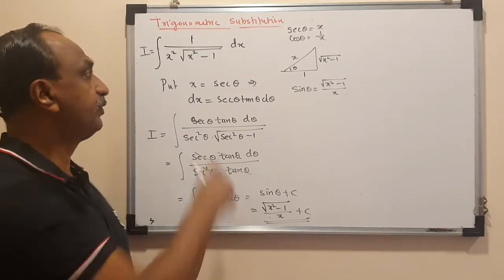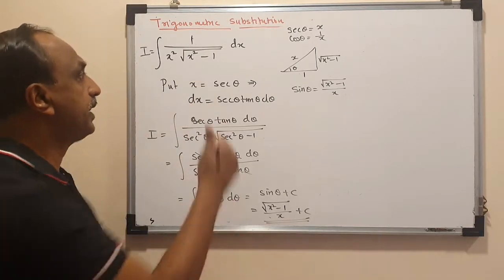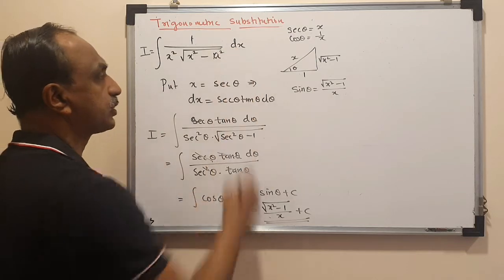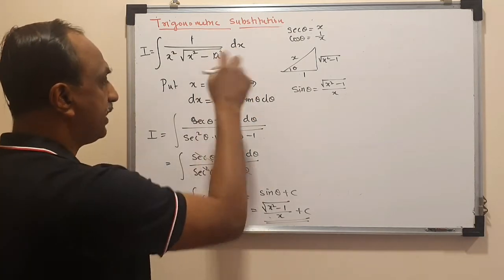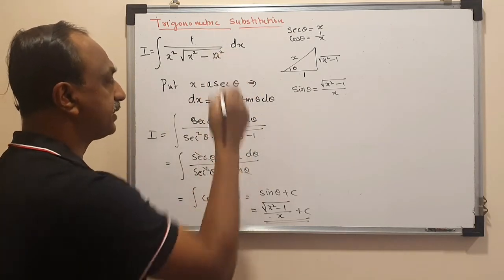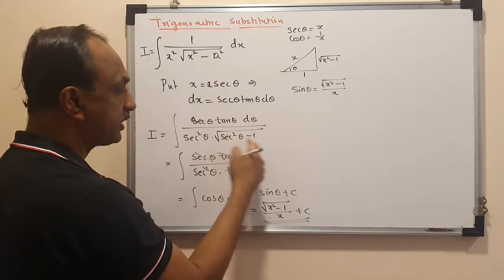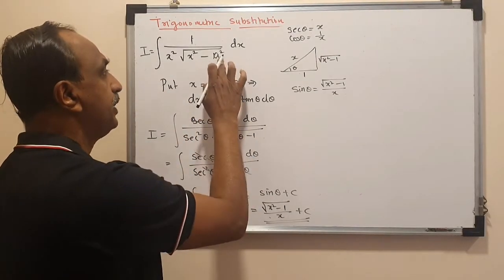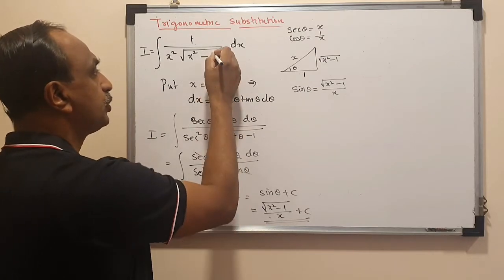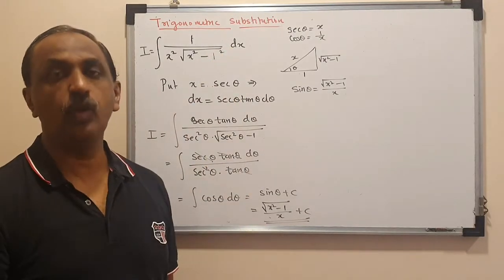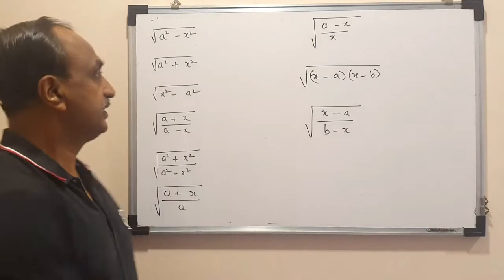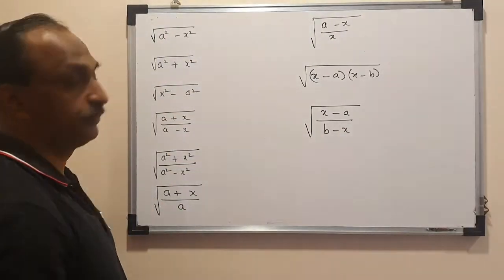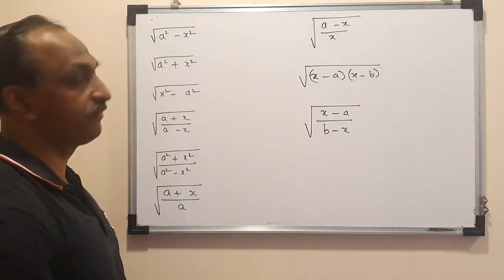Now I am going to give you the list of functions. Suppose there was an a square here. Then what I would have done is, I would have put x as a sec theta. Then naturally a square will become common, the constant can be removed outside, and the problem done. So I am going to now show you different cases of what substitution should be done. We shall discuss in all these cases what method we should adopt for substitution or simplification.